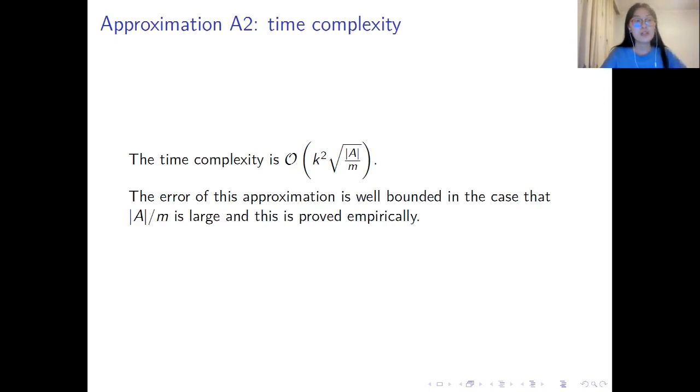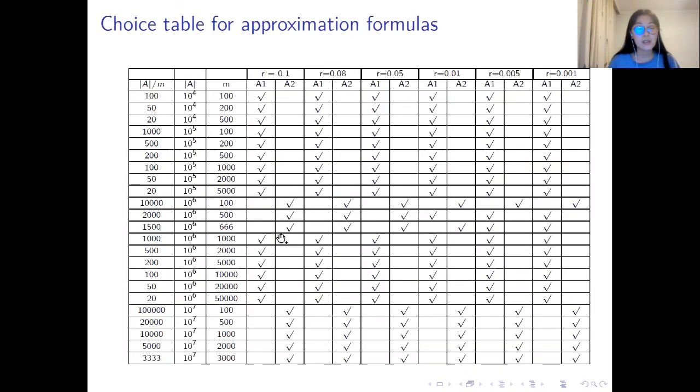But this approximation is not always as accurate as the first one, especially in the case that A over M is small. The error will be very bad. But fortunately, when A over M is quite large, its approximation is accurate, and it is the case where the first approximation is too slow. So based on these two approximations, we have a fast and accurate formula for computing the expected number in almost all cases. Another result in our paper is that we construct a trust table for users to determine which approximation method they should use.